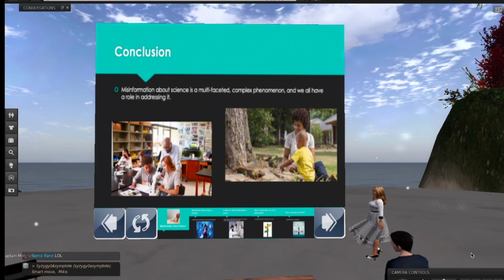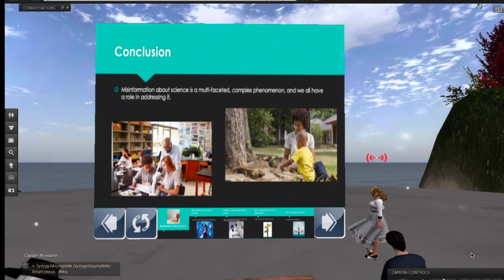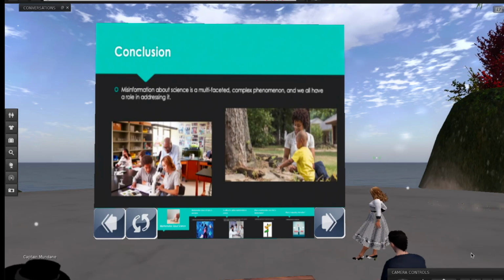So there's a lot of work to be done yet in this area. I encourage you all to go forth and combat science misinformation wherever you notice it. Pre-bunk as much as you can.